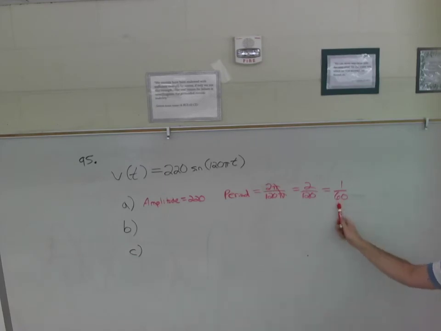That means alternating current of this variety cycles once every 1 over 60 seconds. So if you have alternating current that you slow down, would you be able to see the lights flicker as it changes direction and turns them on and off?